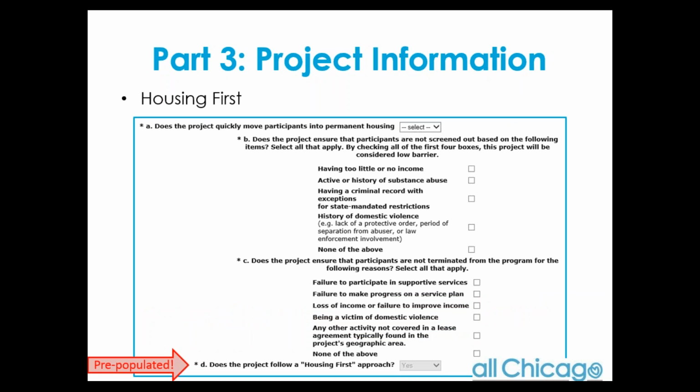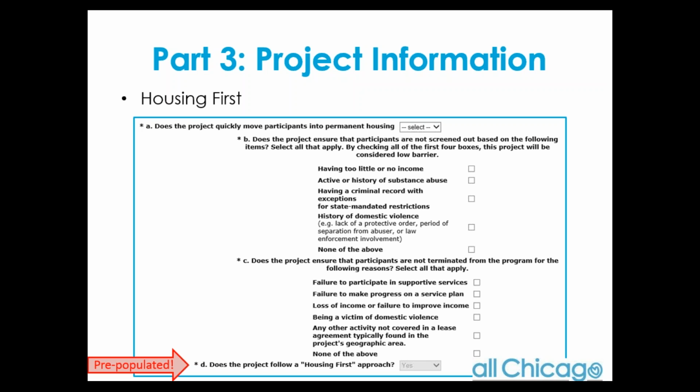Okay, so part 3 continued. You will then have the same screen that you had last year regarding housing first, so this looks exactly the same. You'll first answer, does the project quickly move participants into permanent housing? What they mean by that is basically that you are moving people into permanent housing quickly without additional barriers, such as a certain time in transitional housing or a certain time accessing services before they can access housing, things like that. So they're making sure that you're moving quickly into permanent housing.